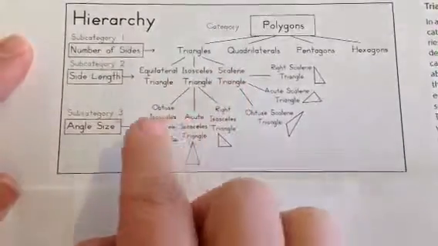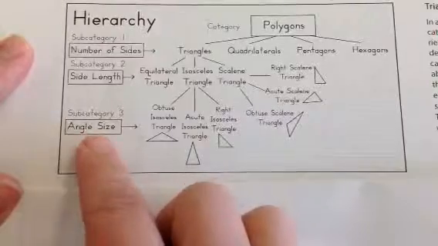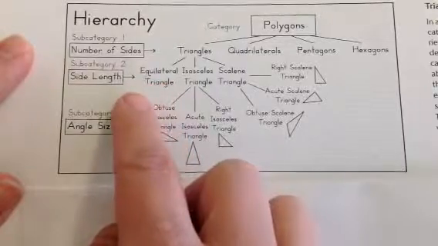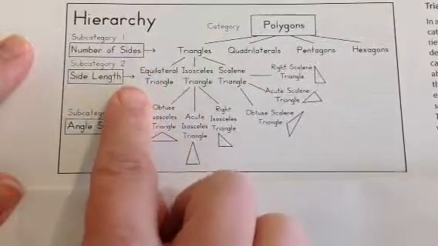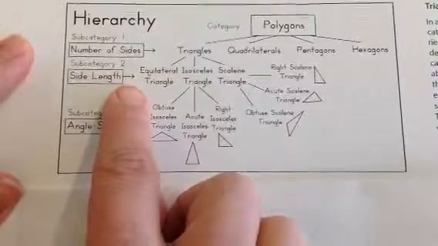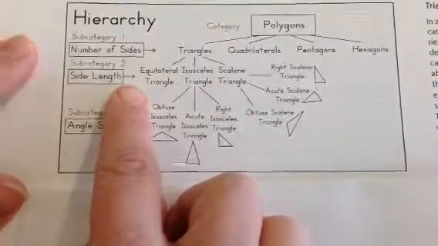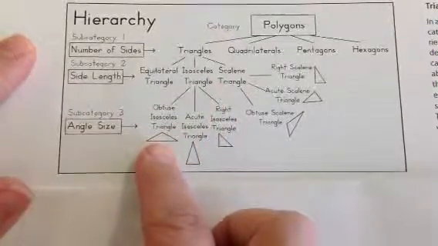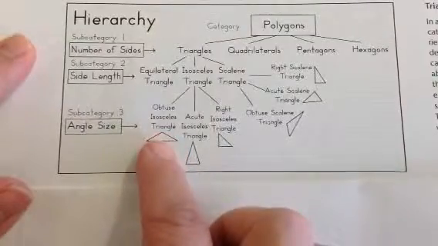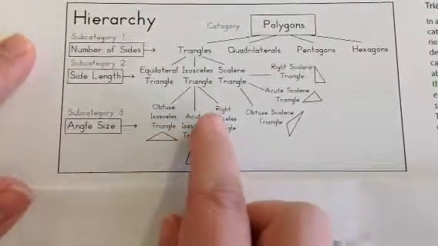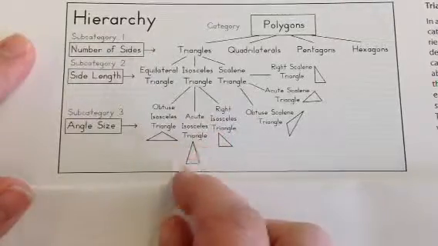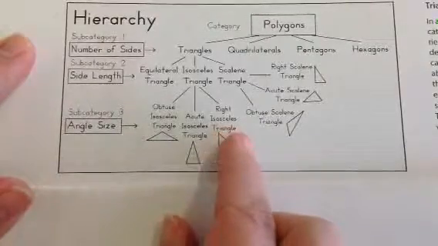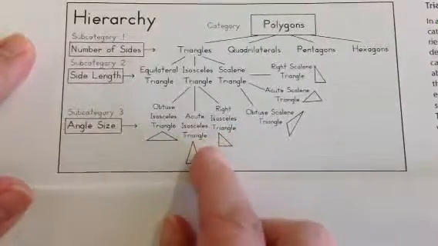Okay? And then our subcategory 3 under triangles is categorized by angle size, which is not on here, but for an equilateral triangle, the subcategory 3 of angle size would be acute. So it would be an acute equilateral triangle, because all of the angles would be acute. Under the isosceles triangle, we have obtuse isosceles triangles, which means that 2 sides are congruent and they have 1 obtuse angle. An acute isosceles triangle is 2 sides are congruent and they have 3 acute angles. A right isosceles triangle means that 2 sides are congruent and they have 1 right angle.